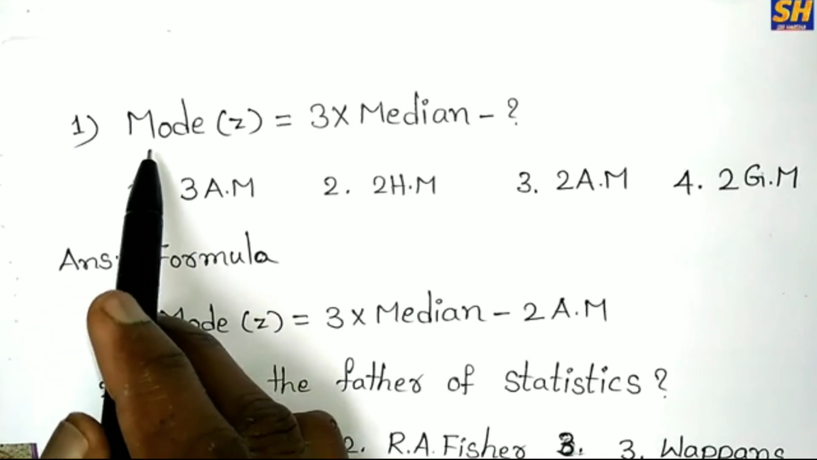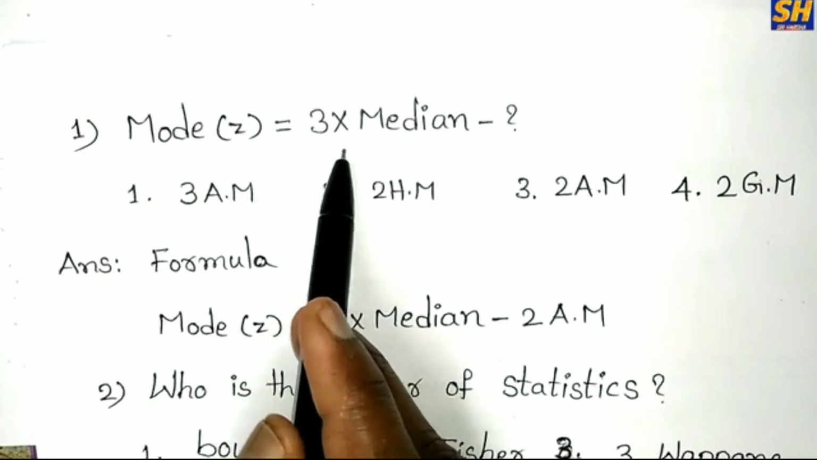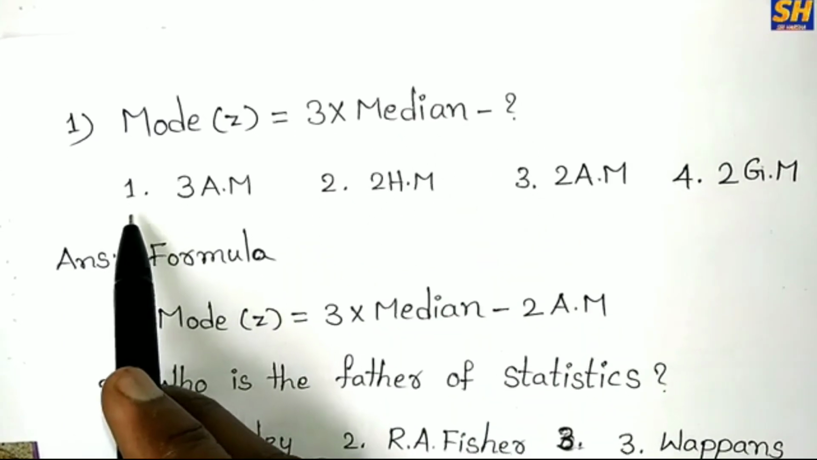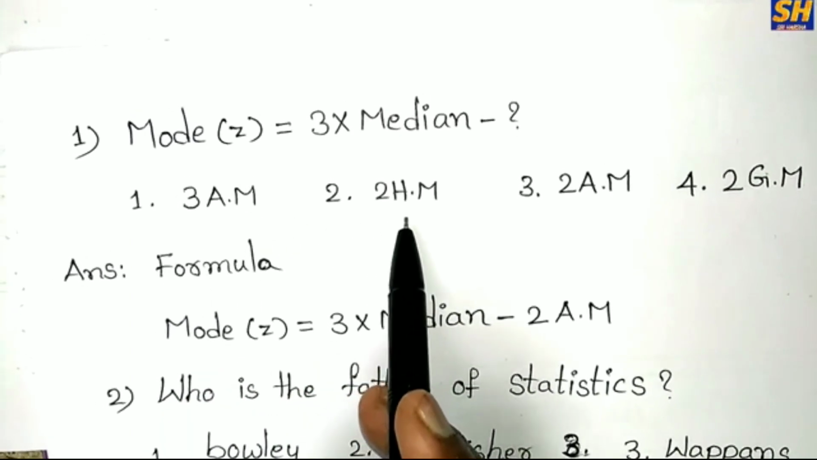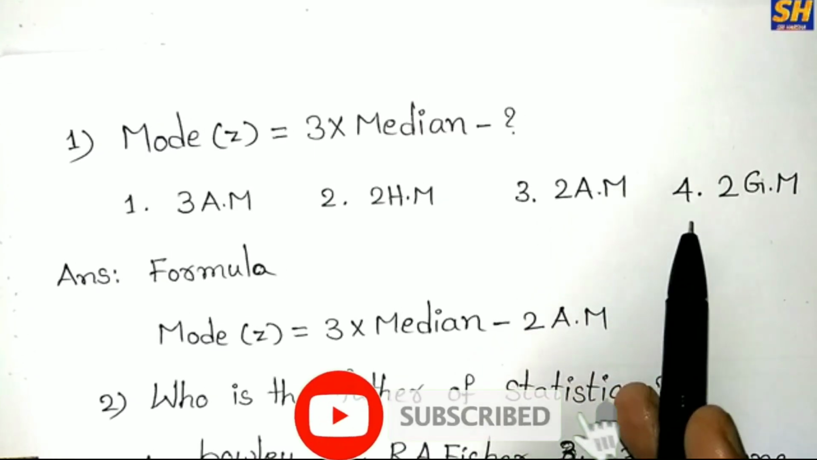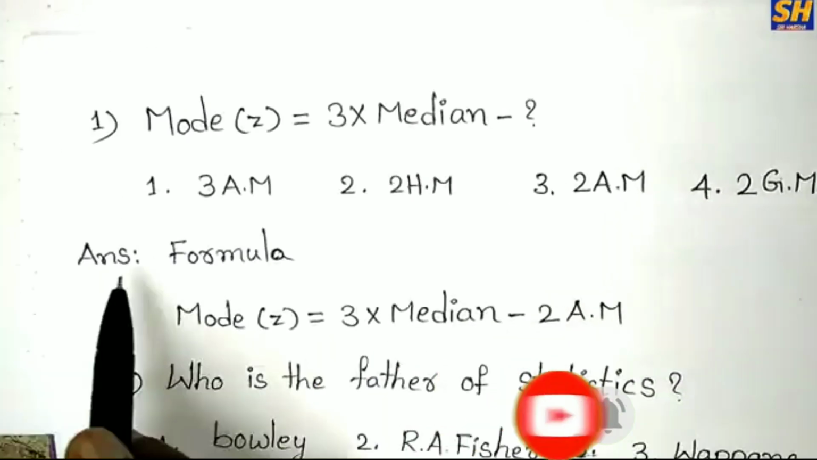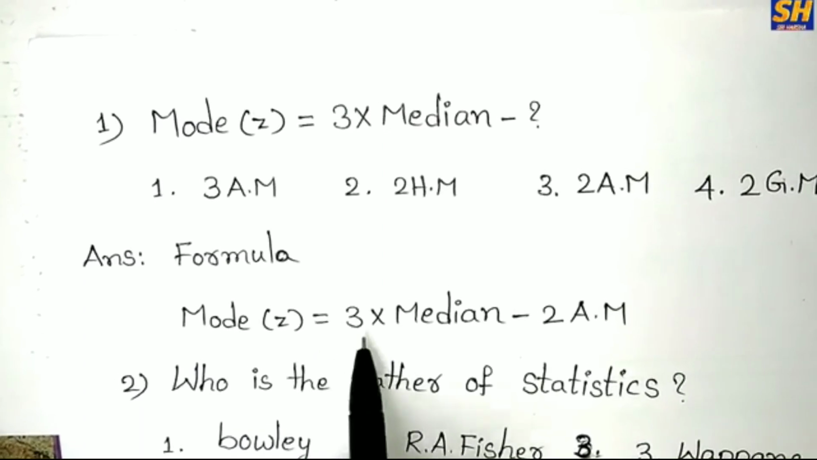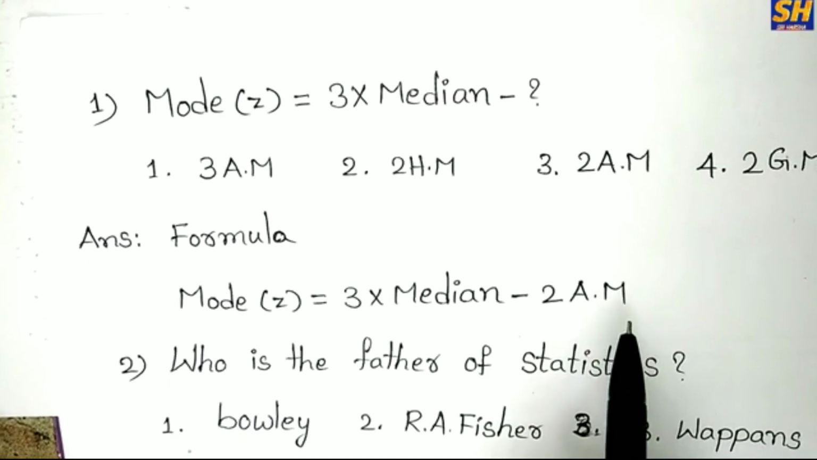First question, mode. It is denoted by Z is equal to 3 into median minus question mark. First one, 3 arithmetic mean. Second one, 2 harmonic mean. Third one, 2 arithmetic mean. Fourth one, 2 geometric mean. Formula, mode of Z is equal to 3 into median minus 2 arithmetic mean.